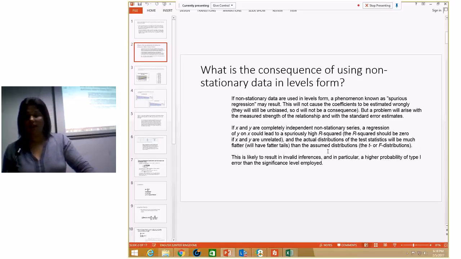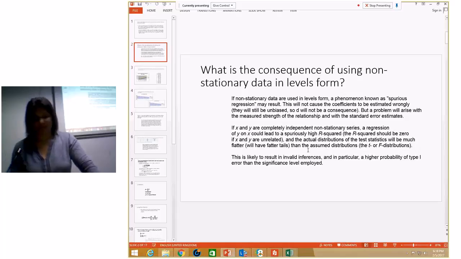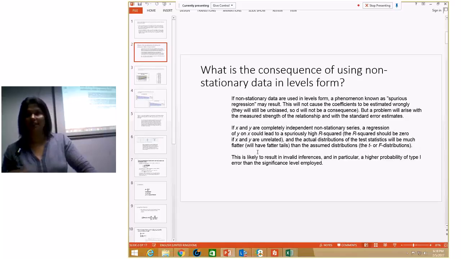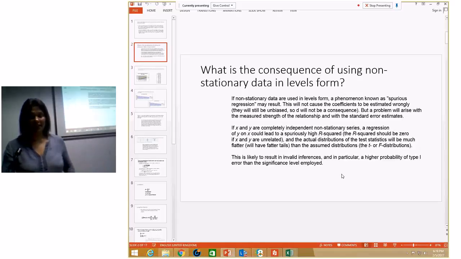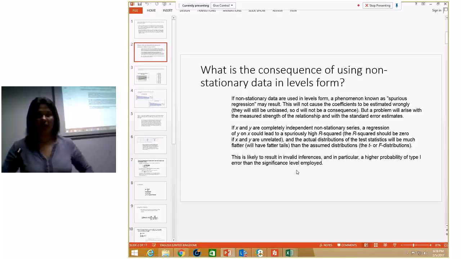And the actual distribution of the test statistics will be much flatter. It has a flatter tail than the assumed distribution. The normally assumed distributions are the t and F distributions, but these statistics will be much flatter. This is likely to result in invalid inference, a higher probability of type 1 error than the significance level employed. That's why we cannot use non-stationary data.